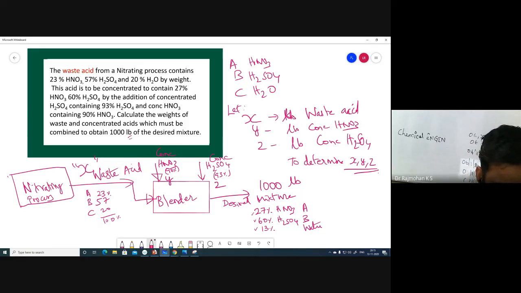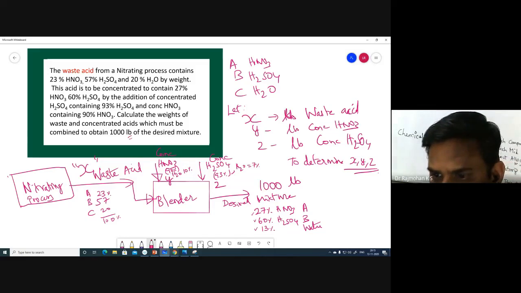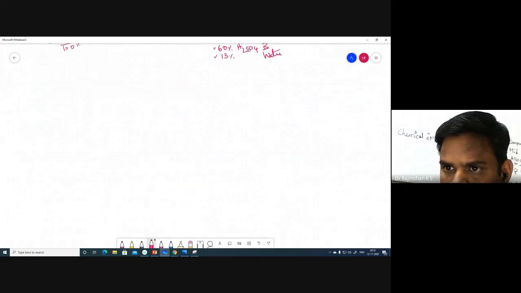So what we can do is we can write the material balance. Concentrated nitric acid is 90%, that means the remaining 10% is water. Concentrated sulfuric acid is 93%, which means the remaining 7% is water. Okay. So with all these terms, we should be able to solve the problem now.